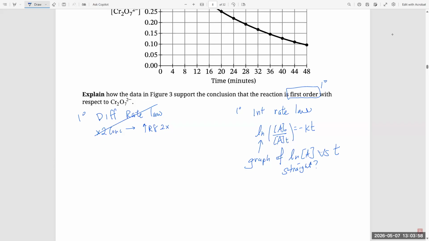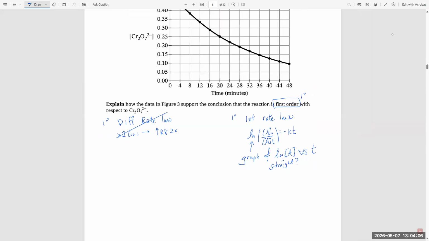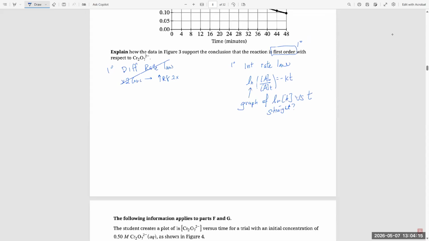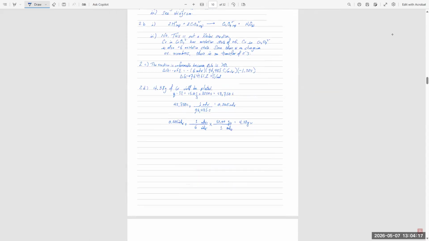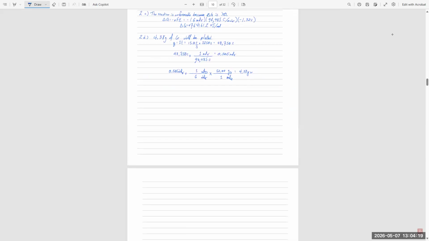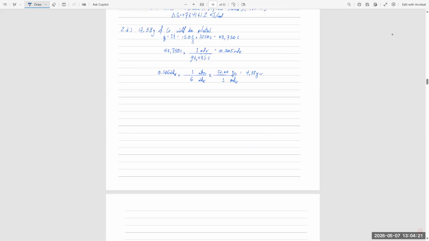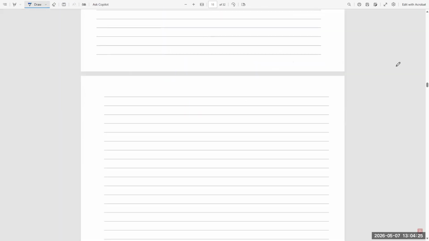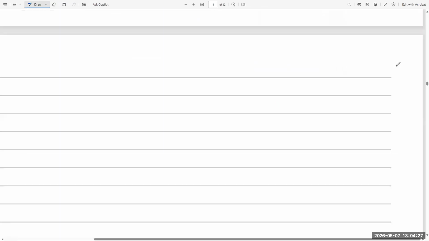So how do we do this? There are a couple of ways to do this. Now let me just go back for a second. Explain how the data in figure 3 supports the conclusion of the reaction. So essentially what we have to do is something like this, right? Maybe I'll do the work in the problem because I want to show some work. So this is 2E, right? I think I have enough space here. You know what? I'm going to go to the next page. So let's look at 2E.